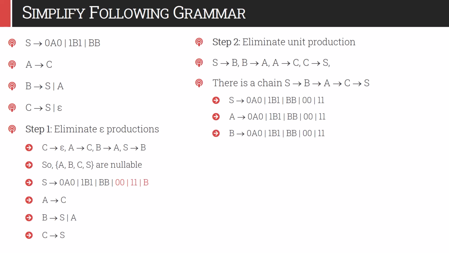For B, we know that B derives S. So all the productions of S we have to replace here as well. And similarly, C derives S. So all the productions of S we have to copy into C as well. So this is the set of productions without unit production.